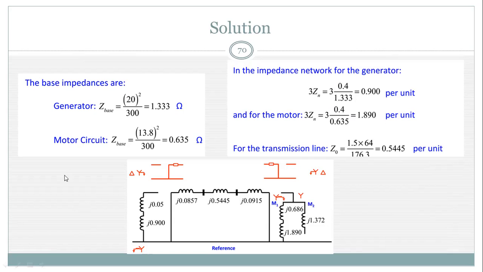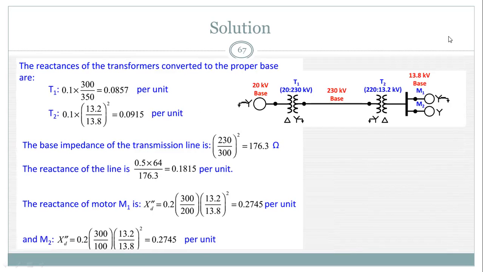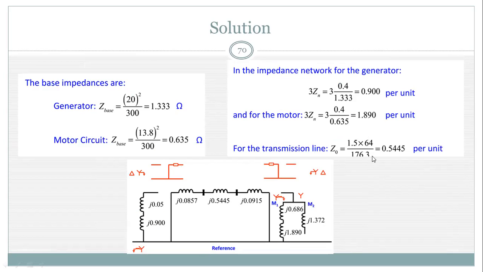And for the transmission line, the zero sequence impedance is 1.5 ohm per kilometer, and the total length is 64 kilometers. So we have to multiply 1.5 by 64 and divide by the base impedance, which is kilovolt squared divided by megavolt ampere. Here the transmission line base is 230 kilovolt, so 230 squared divided by 300 is 176.3 ohm. So we have calculated the per unit reactances for the zero sequence network.